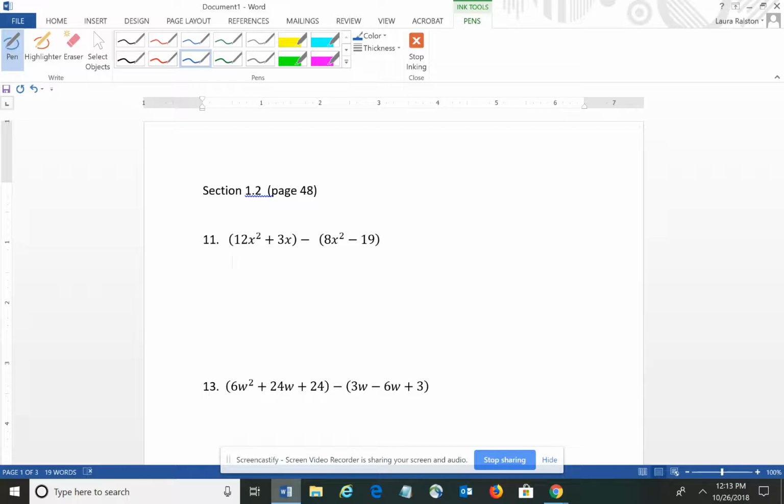And it's (12x² + 3x) − (8x² − 19). In this section, we're talking about polynomial expressions and how to add, subtract, multiply, and divide them. This is a subtraction problem, and I can tell that because of the minus sign between the two polynomials. Remember, there's an understood 1 here, and that may help you in recognizing how to work the problem. And honestly, you already really know how to work this problem.